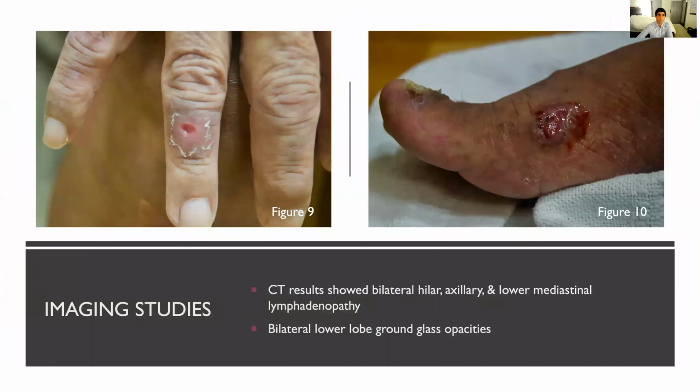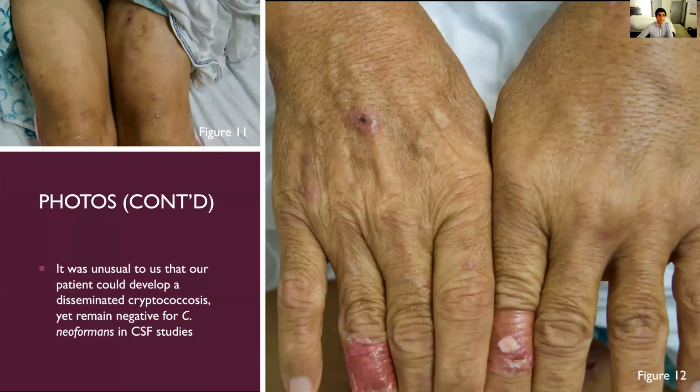CT imaging was also performed to assess the extent of infection within the lungs, and CT results showed bilateral hilar, axillary, and lower mediastinal lymphadenopathy with bilateral lower lobe ground glass opacities. What was most surprising to us was that although our patient was extremely immunocompromised, there was still no CNS involvement. And so we found it quite unusual that a patient could develop disseminated cryptococcosis, yet remain clear of it in the central nervous system.